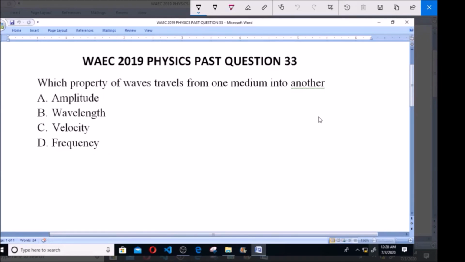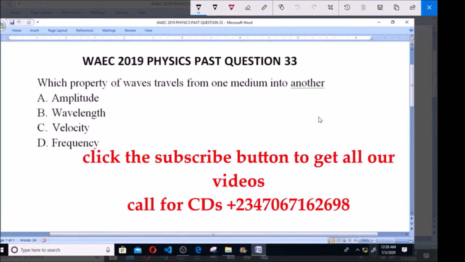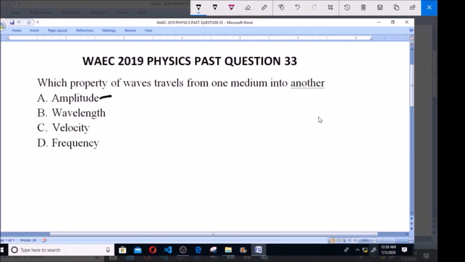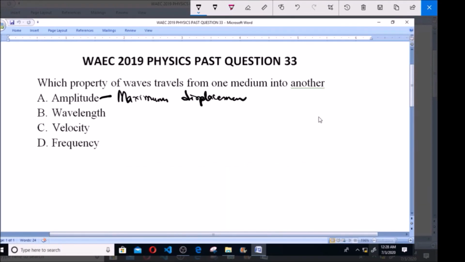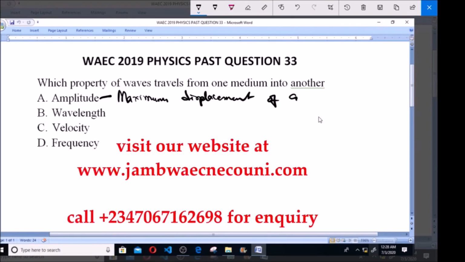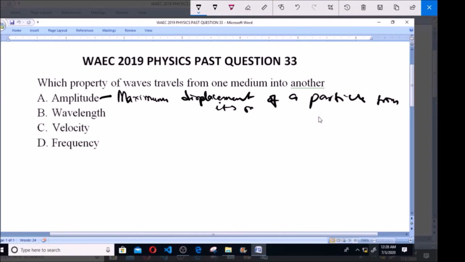Now let's define these various properties of waves so that we can know the one that fits the answer. Amplitude is the maximum displacement of a particle from its rest position. So whenever you talk about amplitude, we say it is the maximum displacement of a particle from its rest position.